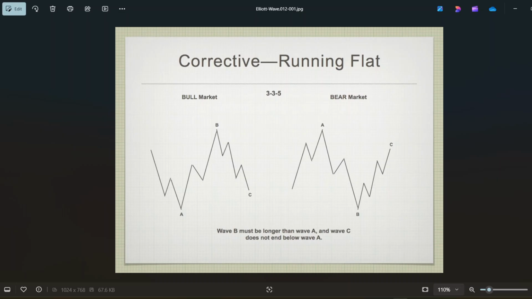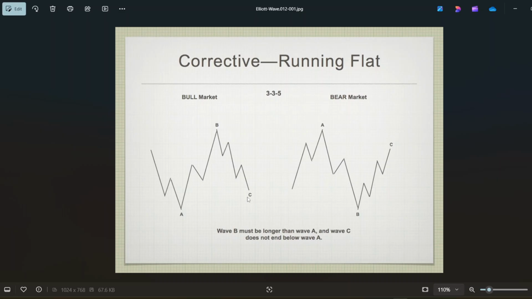All right. So how can you trade a running flat correction effectively? Here's a step-by-step approach. The first step is to confirm the pattern. Before entering a trade, ensure that the market is in a strong trend and that the 3-3-5 structure of the running flat is complete. This will prevent you from misidentifying the pattern. Secondly, wait for wave C completion. Ensure that wave C has completed before you enter your trade in the direction of the trend. It's important.